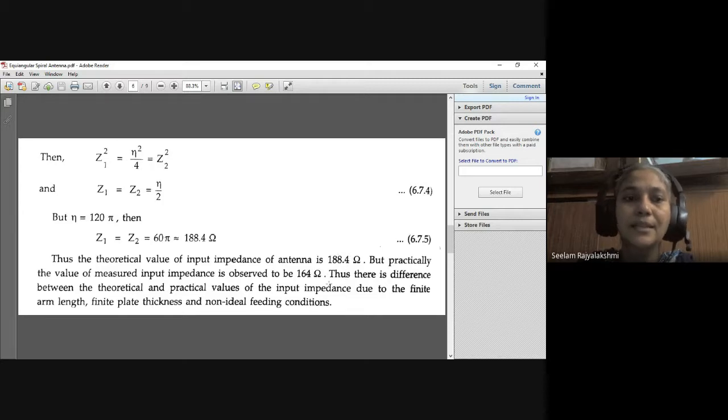So there is a difference between the theoretical and practical values of the input impedance due to the finite arm length, finite plate thickness, and non-ideal feeding conditions. So these are the three conditions why we have obtained the difference between the practical value and the theoretical value.